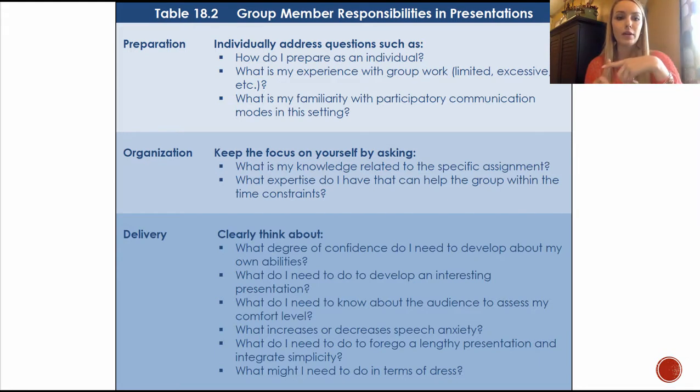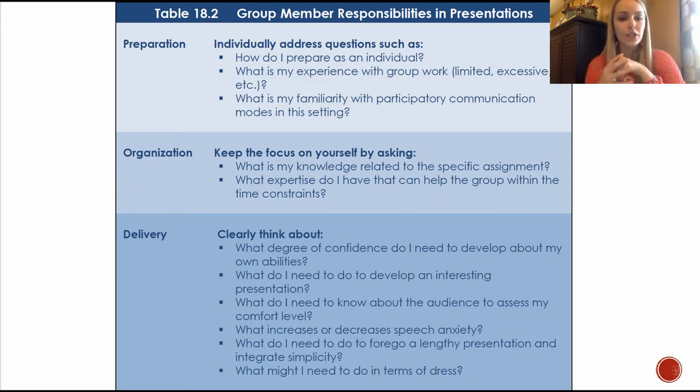And what is your familiarity with participatory communication modes in this setting? So maybe you're really familiar with Google Docs and you can teach your group how to effectively communicate there. Maybe you're very familiar with Zoom that we use, and you can talk wherever, whenever. You don't necessarily have to have a meeting in a certain place.